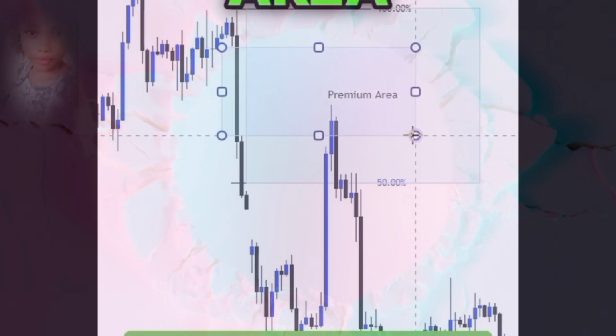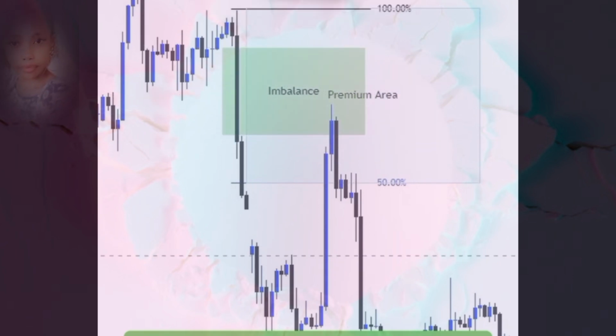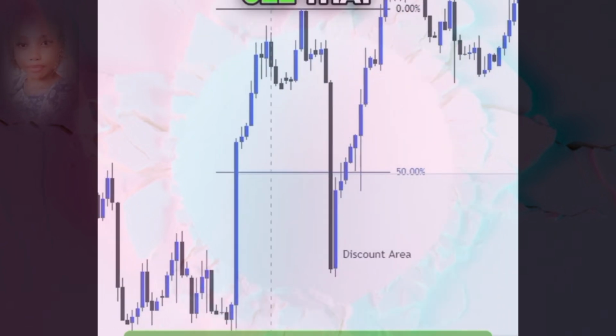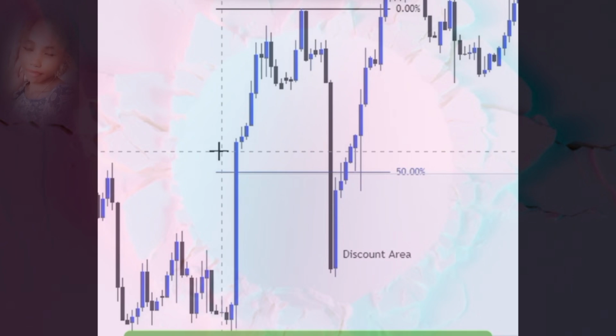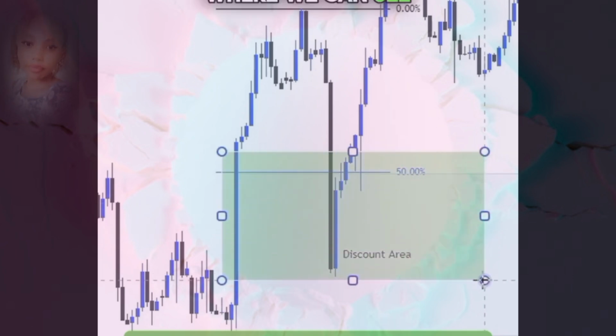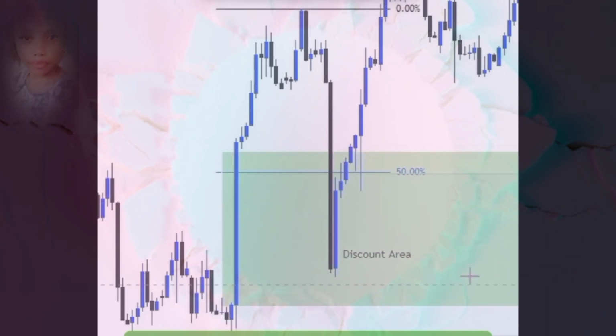So as you can see, price comes into this area of imbalance, which is also inside your premium area. We get the reaction and price comes lower towards this level of liquidity. And in this bullish example, you can see that price comes into the discount area, which is also where we can see a huge piece of buy-side imbalance. That makes that area of imbalance a lot higher in probability.